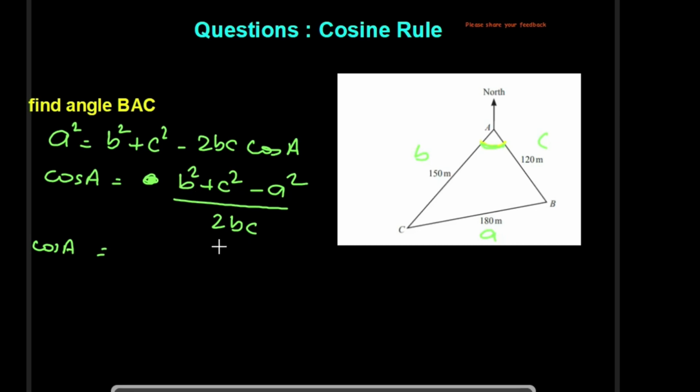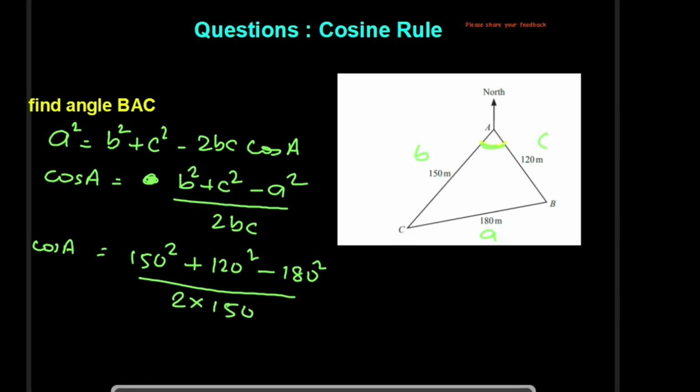Cos A is equal to b square, and in this case b is 150. So 150 square plus 120 square minus 180 square, upon 2bc. What is 2bc? 2 into b, which is 150, into 120. Now we have to use the calculator.